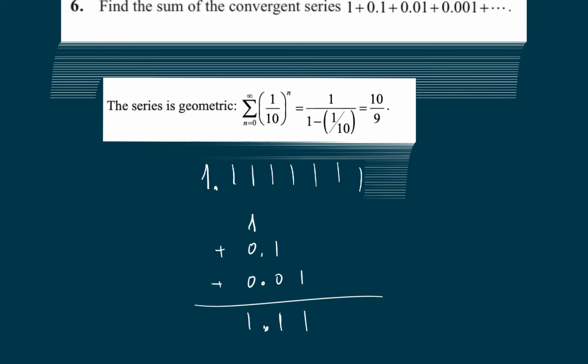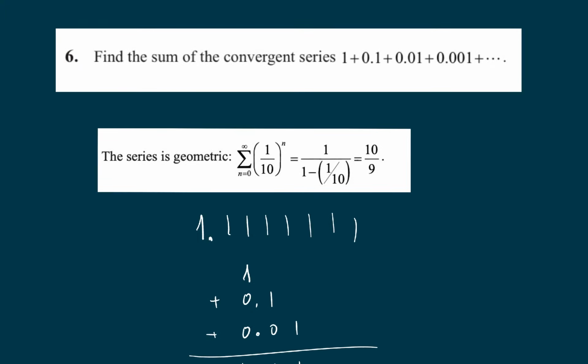But this series is a geometric series. How do you realize that it's a geometric series? If you multiply the 1 by 1 divided by 10, you will obtain 0.1. If you multiply 0.1 by 1 divided by 10, you will obtain the next term. If you multiply this term by 1 divided by 10, you will obtain this one. So the series is a geometric series.